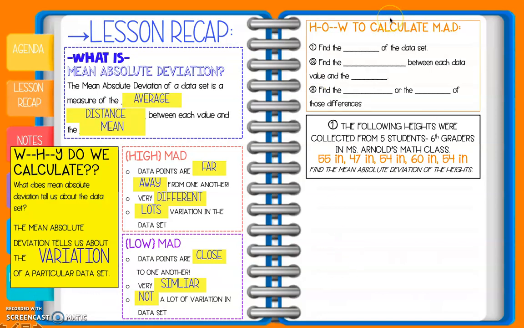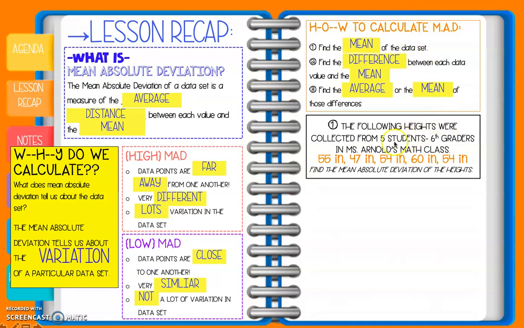Okay, so how do we calculate mean absolute deviation? The very first thing we need to do is to calculate the mean. Okay, so we're going to find the mean. Then we're going to find the difference between each data value and the mean. Okay, so we're going to figure out their distance, how far away they are from each other. If we want the average distance, then we need to find the difference between those two points. So we find the mean, we find the difference, then we're going to find the average, or the mean, of those differences.